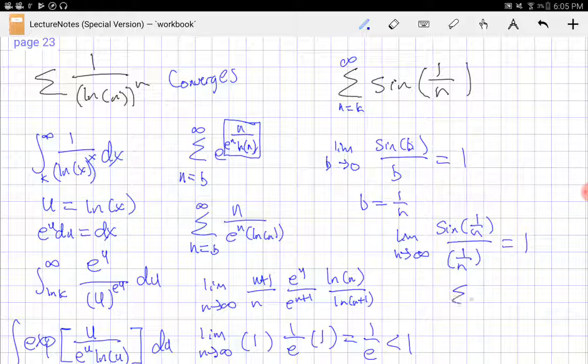And since we know that the sum of 1 over n diverges, because it's a p-series with p equals 1, or it's just a harmonic series and you know it diverges, we can say that sine of 1 over n also diverges.